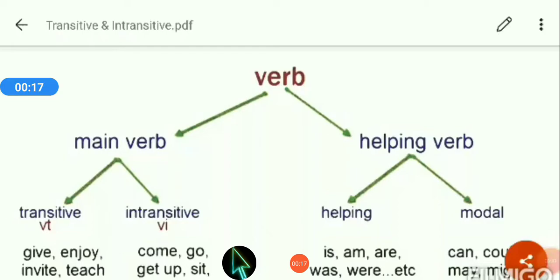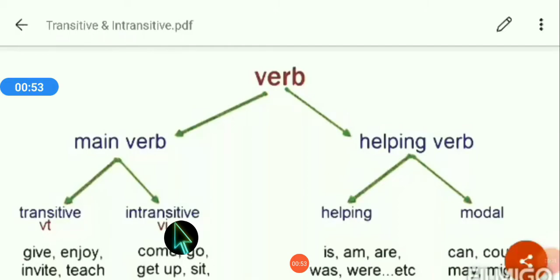So, children, mainly verbs are of two types: main verbs and helping verbs. Helping verbs are further of two types: helping verbs and modal auxiliary verbs. Helping verbs are simple verbs like is, am, are, was, were, and modal verbs are like can, could, may, might, should. And main verbs are of two types, transitive and intransitive verbs. In this unit we'll be learning about these two types of verbs.